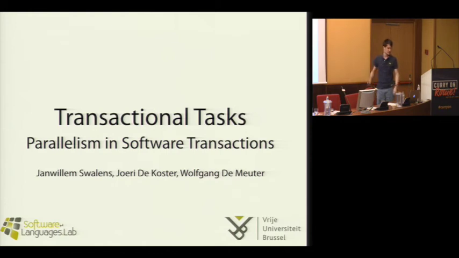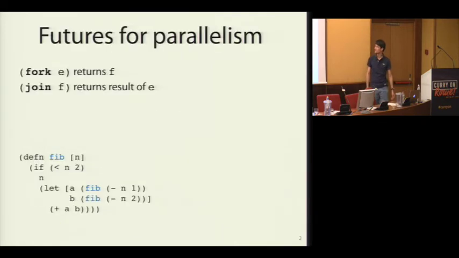I will be talking about transactional tasks, which are a mechanism to introduce parallelism in software transactions. So in this paper, we studied two concurrency models, futures and software transactional memory.